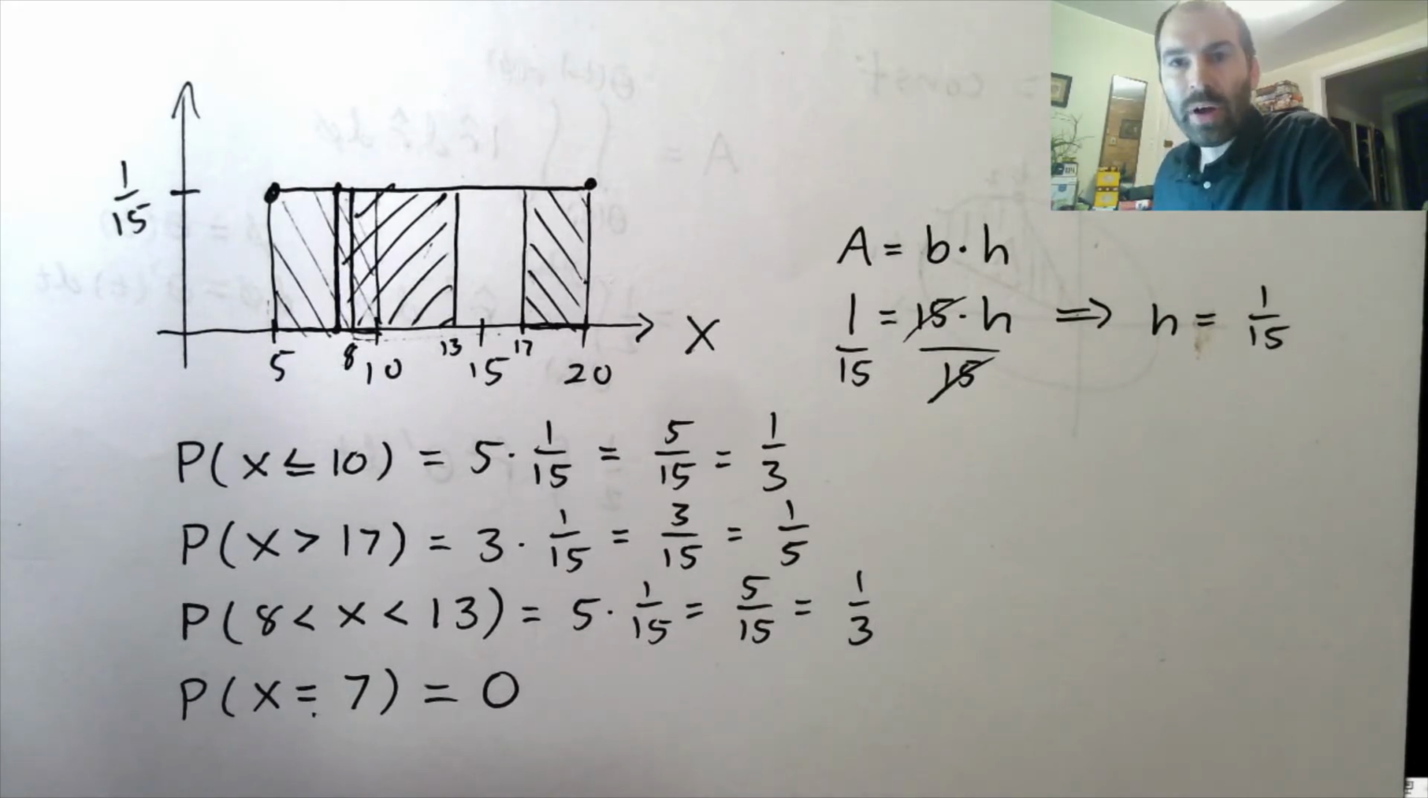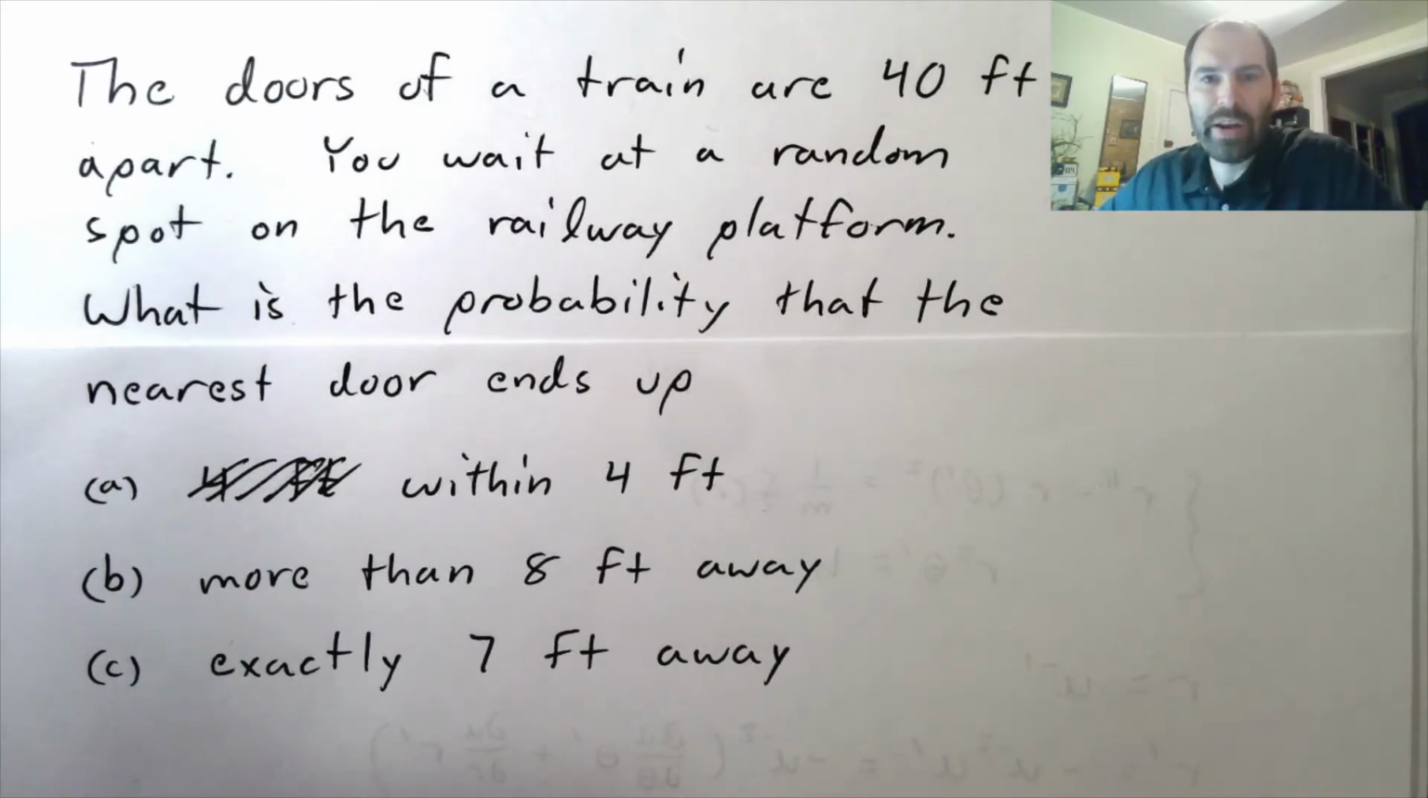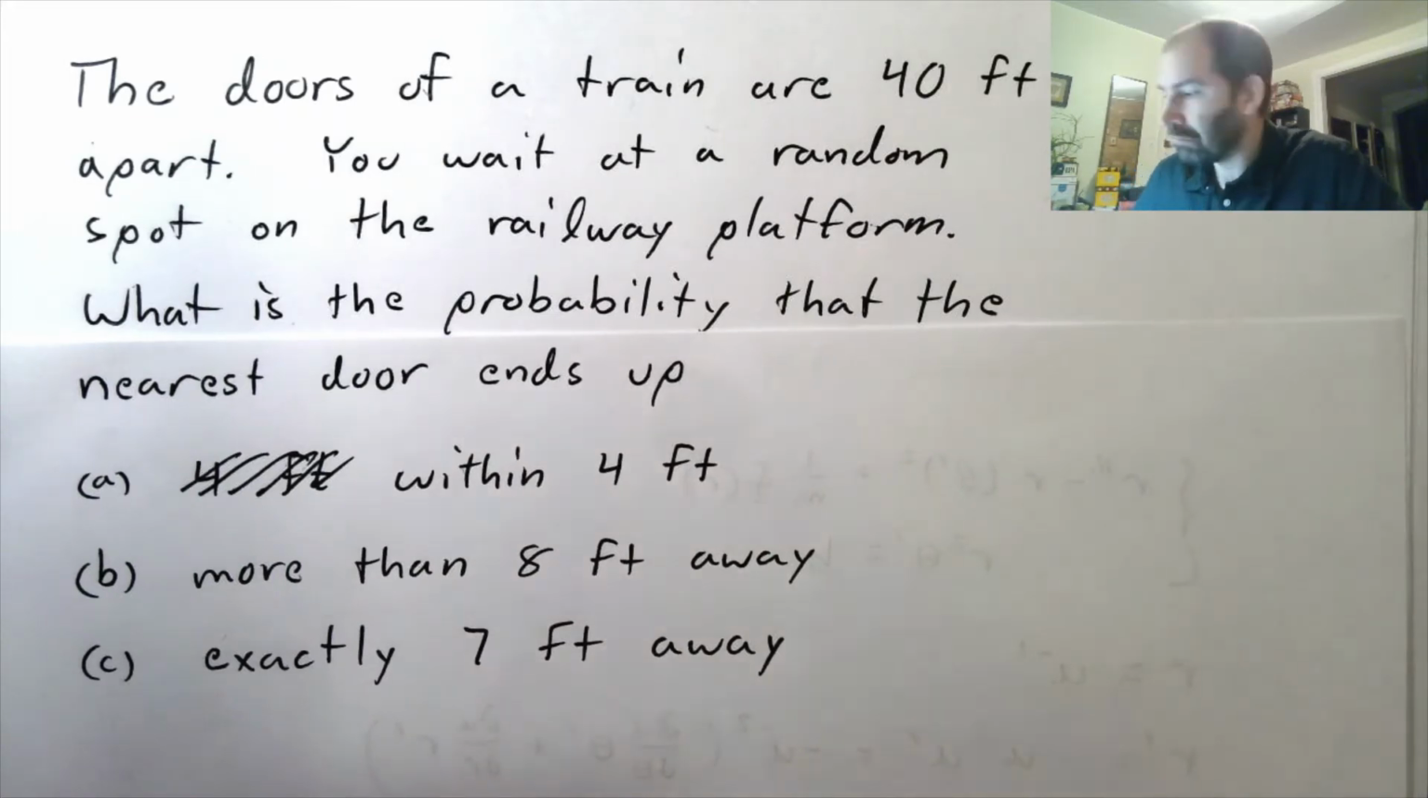Let me give you another example, where we don't have a picture. Here's the example I've conjured up. The doors of a train are 40 feet apart. You wait at a random spot on the railway platform. What is the probability that the nearest door ends up within 4 feet, more than 8 feet, exactly 7 feet away? These different possibilities.